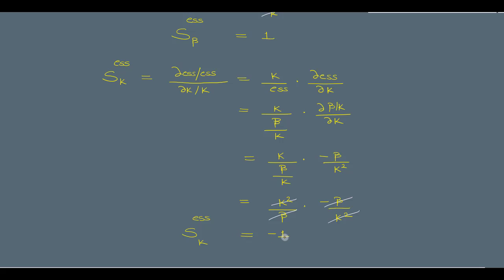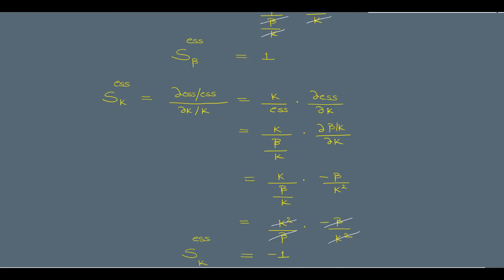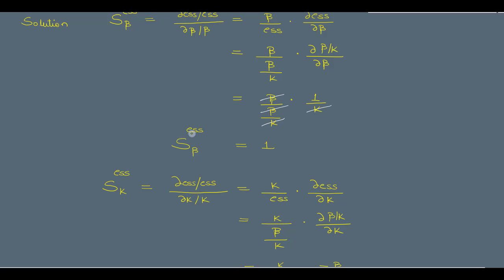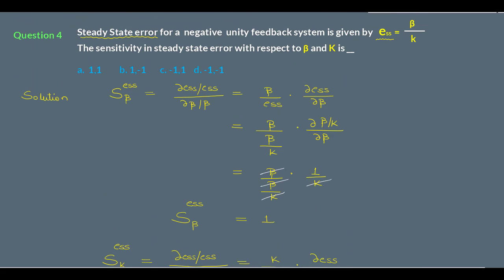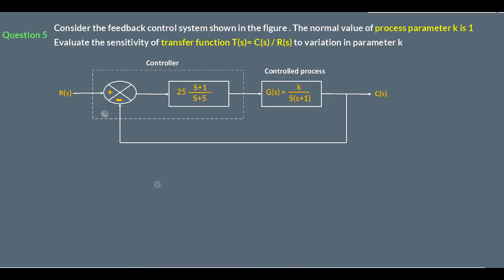So we have one answer as minus 1, and sensitivity of ESS with respect to beta is 1. So we have answer 1 comma minus 1. So the correct option is option number B.